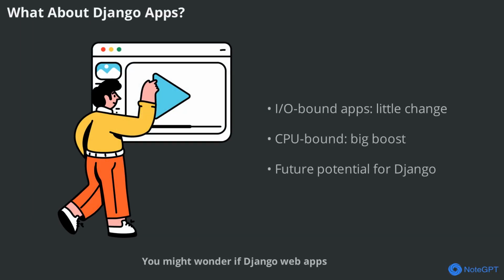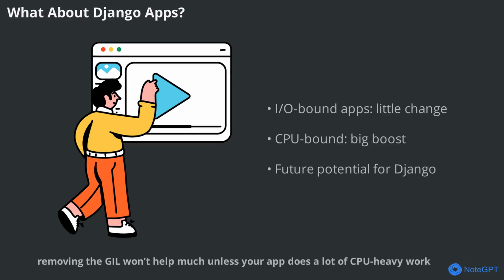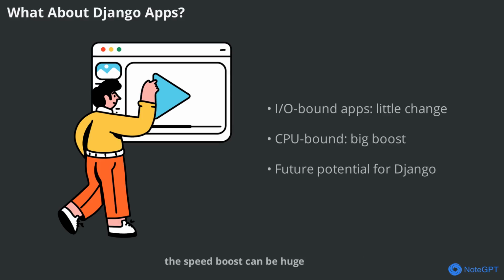You might wonder if Django web apps will be instantly faster with free-threaded Python. The answer, not always. Most Django apps are I/O bound. They spend time waiting for databases or networks, not crunching numbers. So removing the GIL won't help much unless your app does a lot of CPU-heavy work, like image processing or machine learning. But for those special cases, the speed boost can be huge.